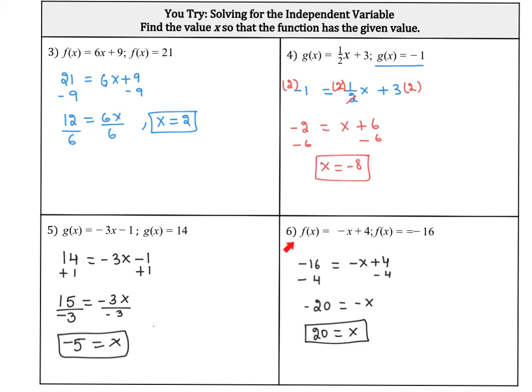For number 6, for f(x), you're going to plug in negative 16 and look for x. So you're going to subtract 4 on both sides. Negative 20 equals negative x. Divide both sides by negative 1, or just cancel these two negatives on both sides. You get x equals 20.